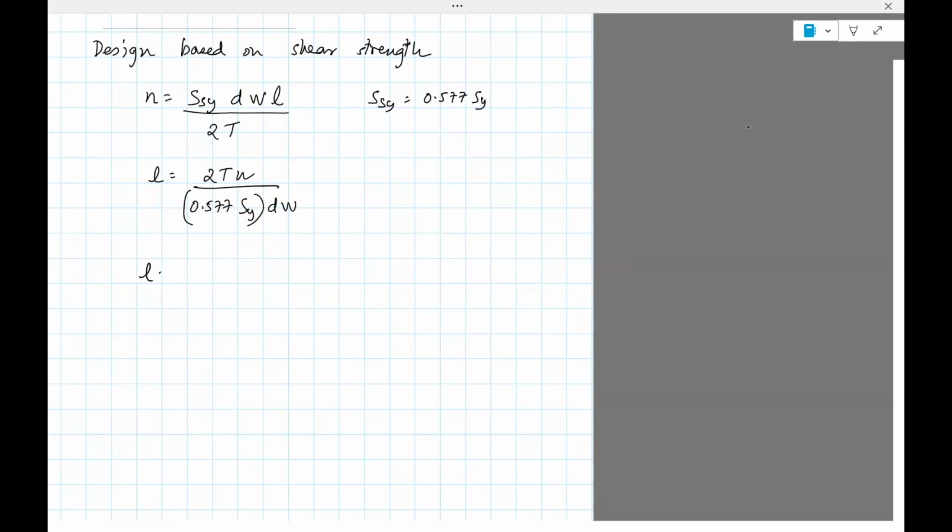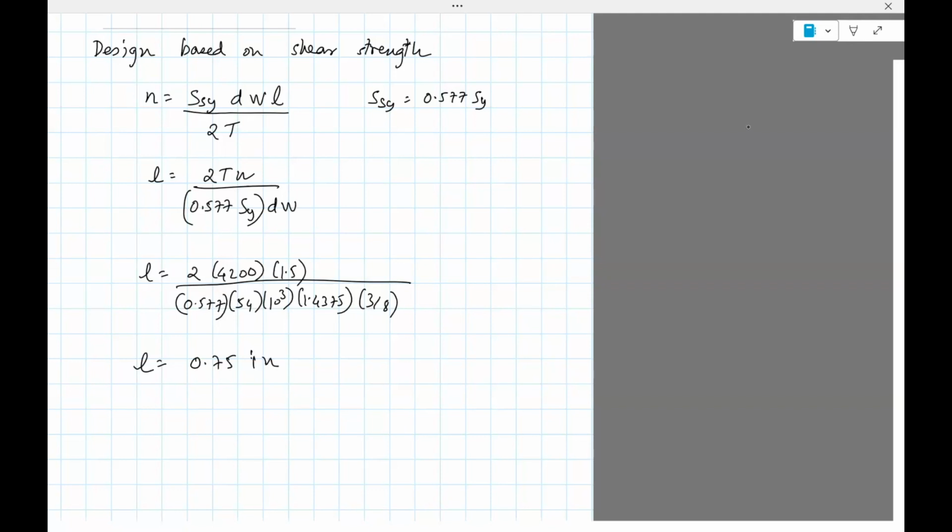Okay, so what is that? It is 2 times 4,200, times 1.5, divided by 0.577. Sy is 54 times 10 raised to 3. D is 1.4375. And the width is 3/8. So doing this calculation gives L equals 0.75 inch. This is L2.